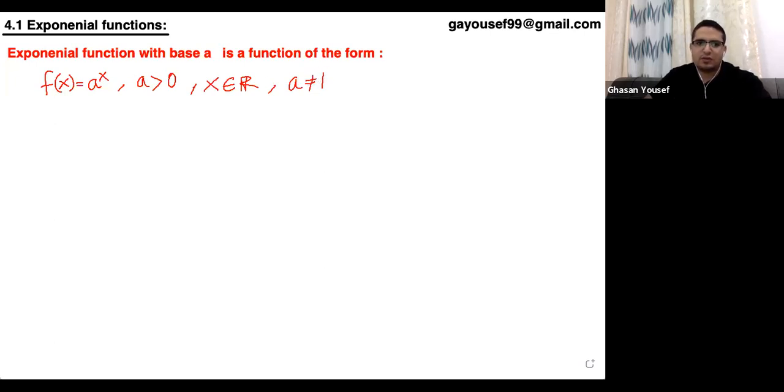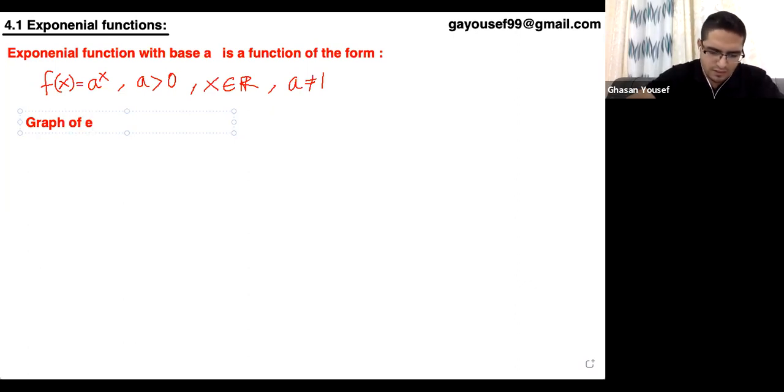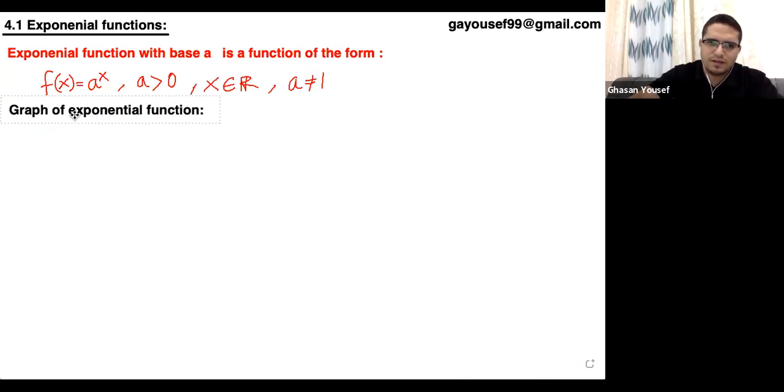Now we're going to learn how to graph this exponential function. After we know what the exponential function looks like, now we're going to graph this function. So, the graph of the exponential function. I'm going to start by example by using the plotting point. As we learned before, we always start by using the plotting point, then we're going to move by using the transformation.